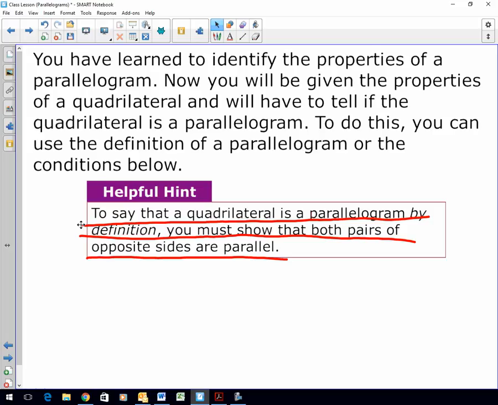So again, I'll just talk about this. You're going to be given the properties of the quadrilateral. You're going to have to tell if that quadrilateral is a parallelogram. To do this, use the definition of a parallelogram or the conditions below. We're going to run through some of these conditions. That's what we're going to be doing.